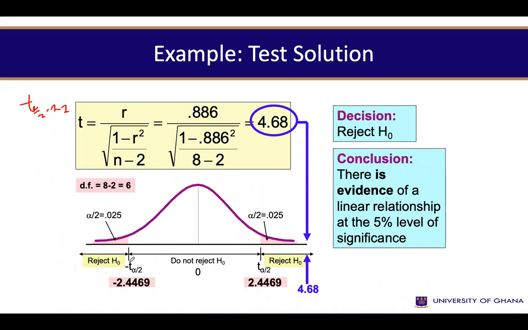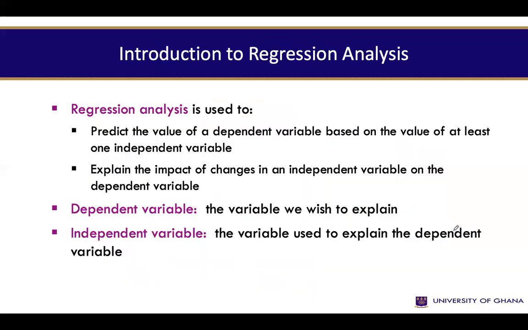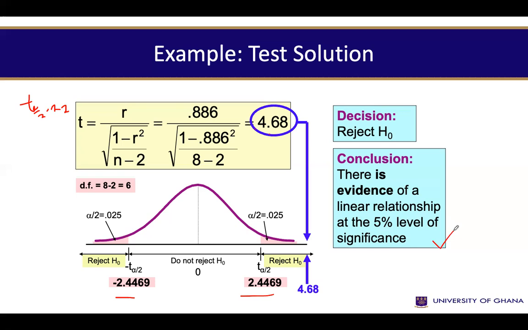So you are going to read these critical values on the t distribution table, and then you would find the critical value. You compare the critical value to the test statistic. For this case, you're going to reject the null hypothesis if the test statistic is bigger than 2.4469 or smaller than negative 2.4469. So we found out that it is actually bigger than 2.4469. So it means that we reject our null hypothesis and say that there is evidence of a linear relationship at the 5% level of significance.